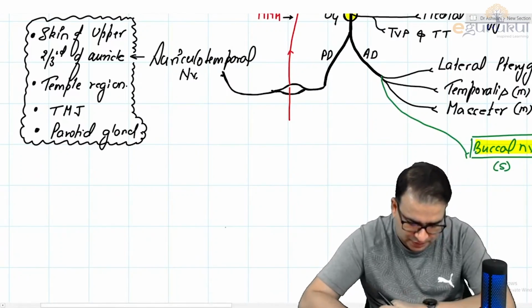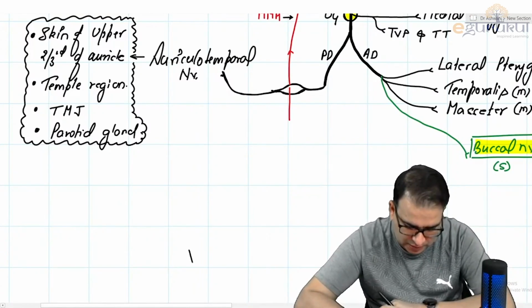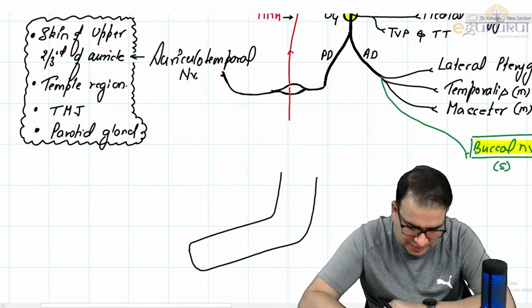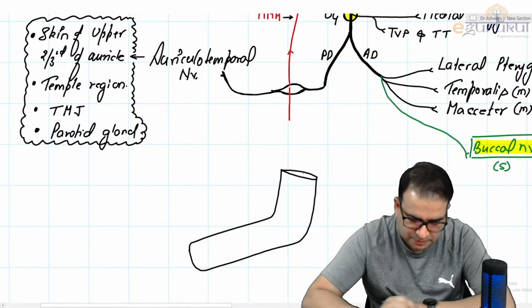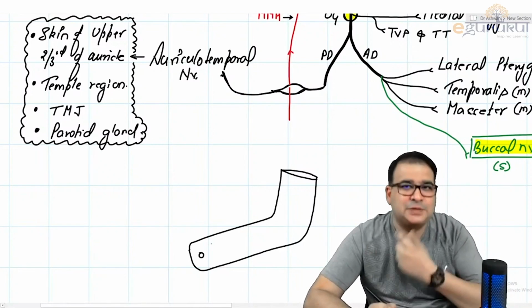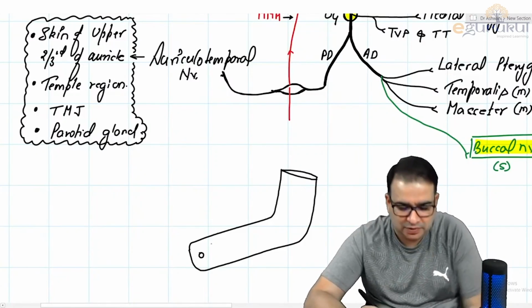Imagine this here is the mandible. Just for the sake of convenience, let's say I have cut the mandible from here. In the mandible there is a foramen present on the outer aspect here. You saw it in norma frontalis also. That is called the mental foramen.